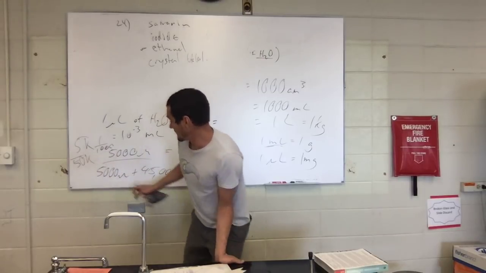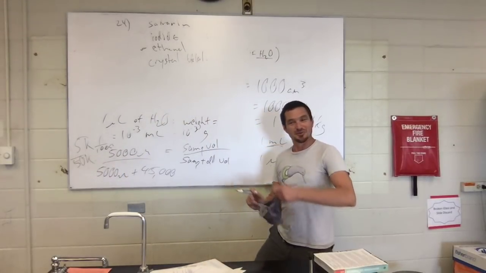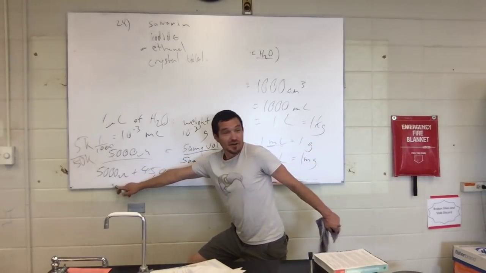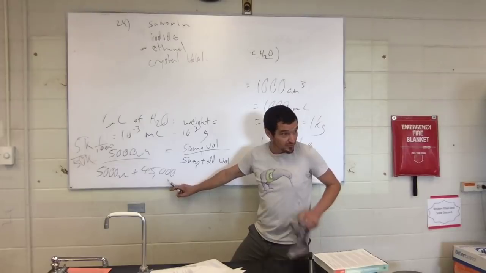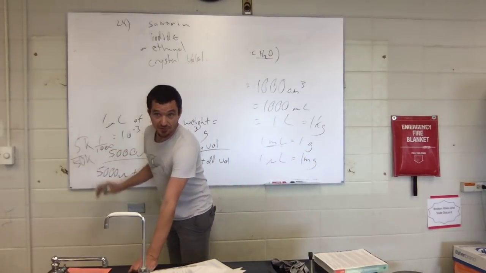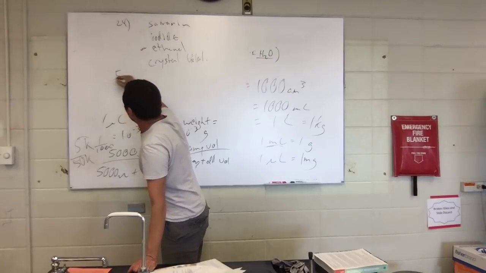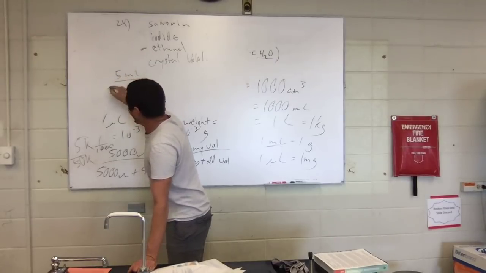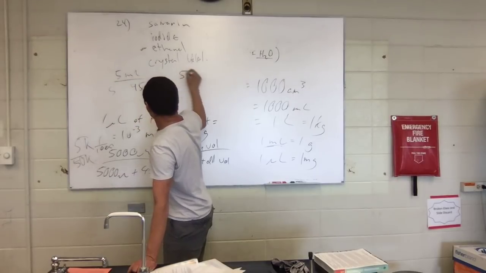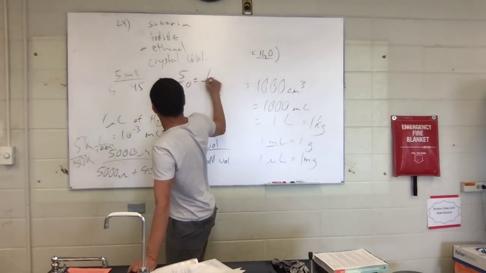Let me say one other way to do this question, especially since I managed to flub it. Instead of saying 5,000 microliters over 5,000 microliters plus 45,000 microliters, it might be easier to convert this all to milliliters. So how many milliliters is it? It's 5 milliliters over 5 plus 45 milliliters, equals 5 over 50, equals 1 over 10.